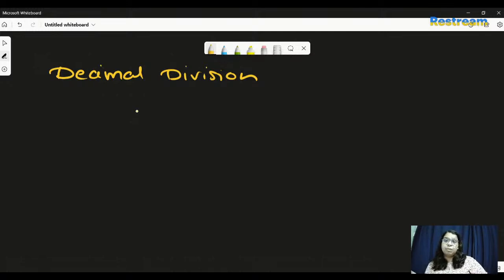So, let's do decimal division. When we are doing decimal division, here we added the number of decimal places, there we are going to reduce the number of decimal places.